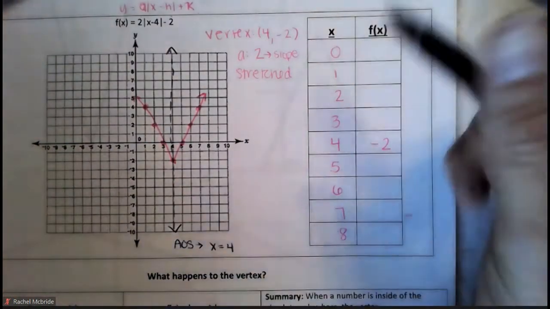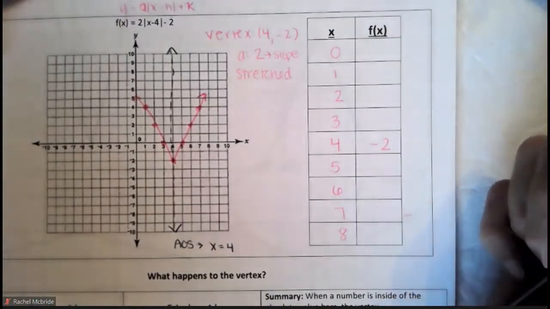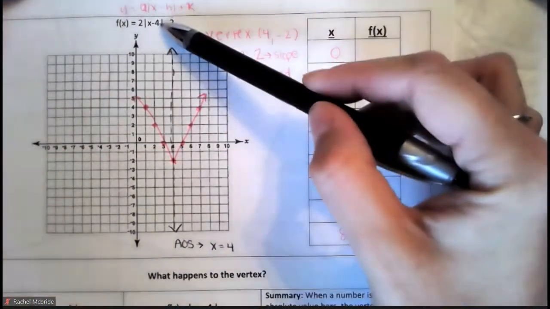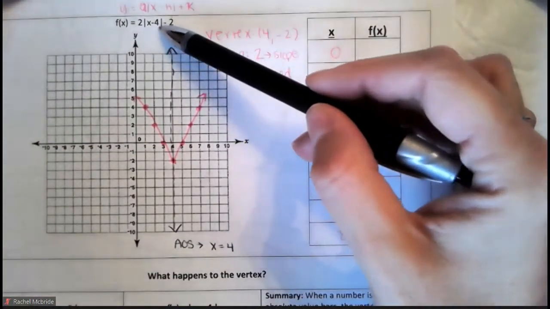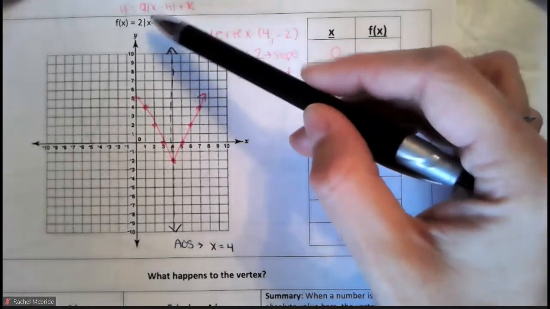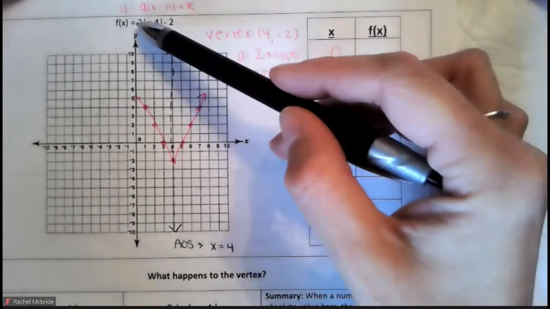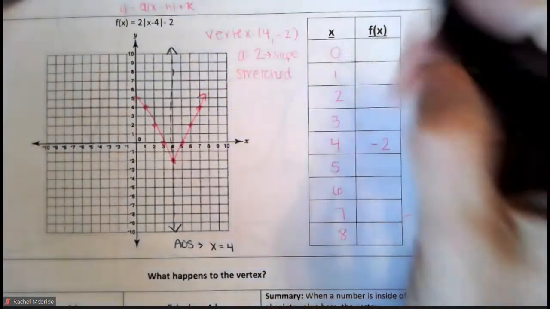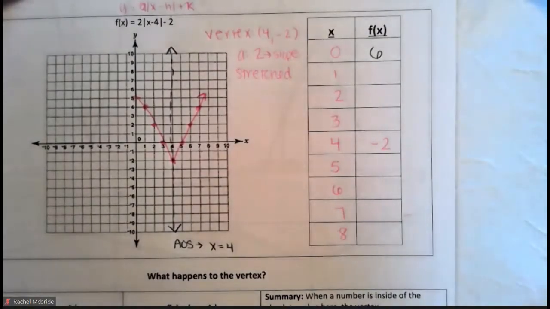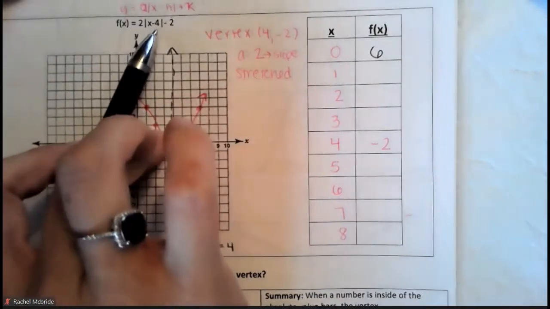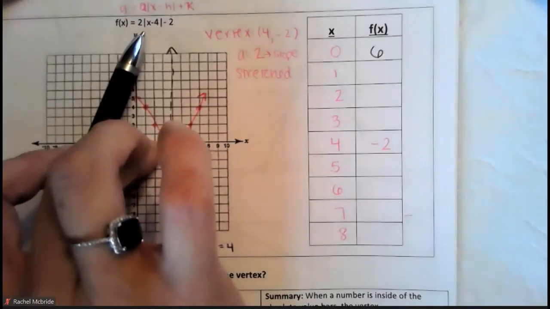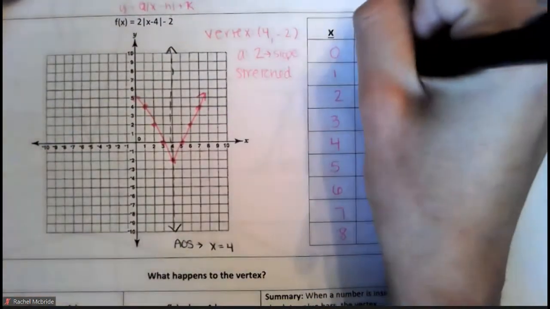Now you can find the f of x values in one of two ways. The first way would be to simply take x equals 0 and plug it in. So 0 minus 4 is negative 4. Absolute value of a negative is a positive, so that gives 4. 2 times 4 is 8. 8 minus 2 is 6. Plug in 1, you get negative 3. Absolute value is 3. 3 times 2 is 6. 6 minus 2 is 4.